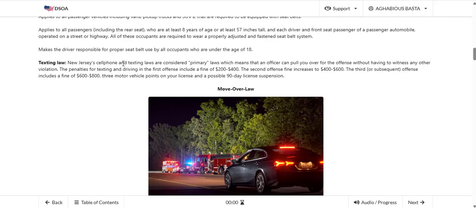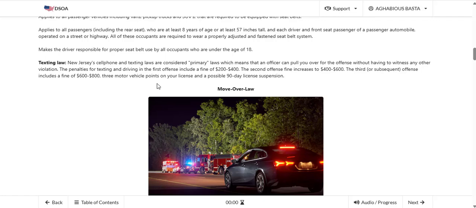Texting law. New Jersey's cell phone and texting laws are considered primary laws, which means that an officer can pull you over for the offense without having to witness any other violation. The penalties for texting and driving in the first offense include a fine of $200 to $400. The second offense fine increases to $400 to $600. The third, or subsequent, offense includes a fine of $600 to $800, 3 motor vehicle points on your license and a possible 90-day license suspension.